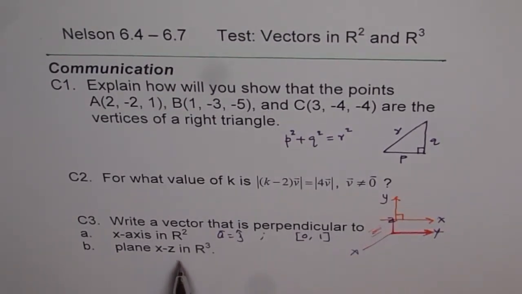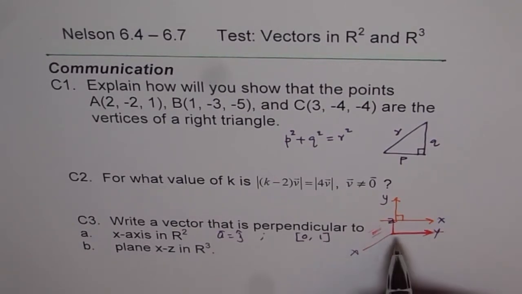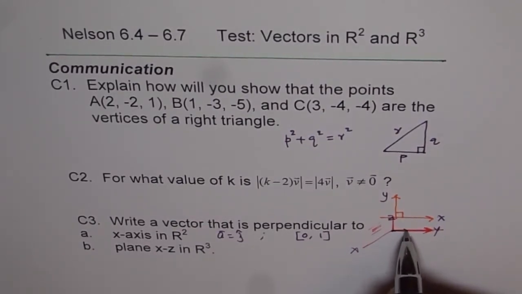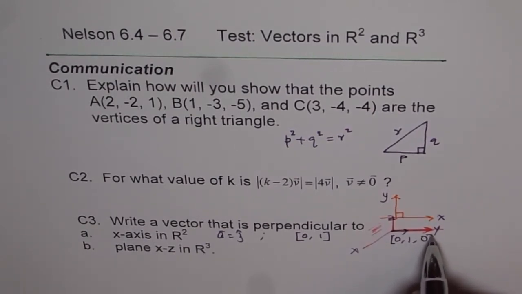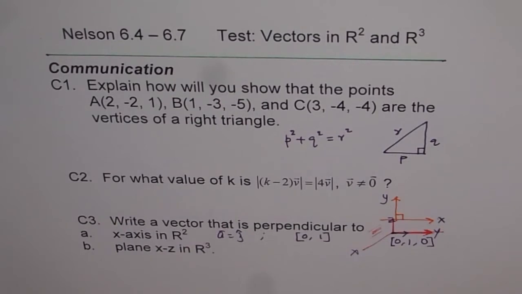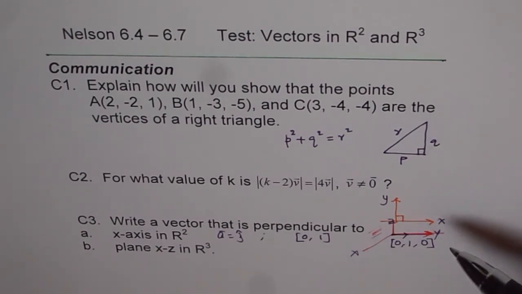Now what is the equation of a vector along the y-axis? Its position vector could be this, right? We could write this as: you don't move along x, but you move one unit along y, and you don't go along z either. So that could be a vector specifying this, right? So in R3, you can write this as your vector. That is how you can answer part B of C3. I hope that helps you to answer these questions, but if it's difficult for you to answer these, then I think you need to review these concepts, okay? Thank you.